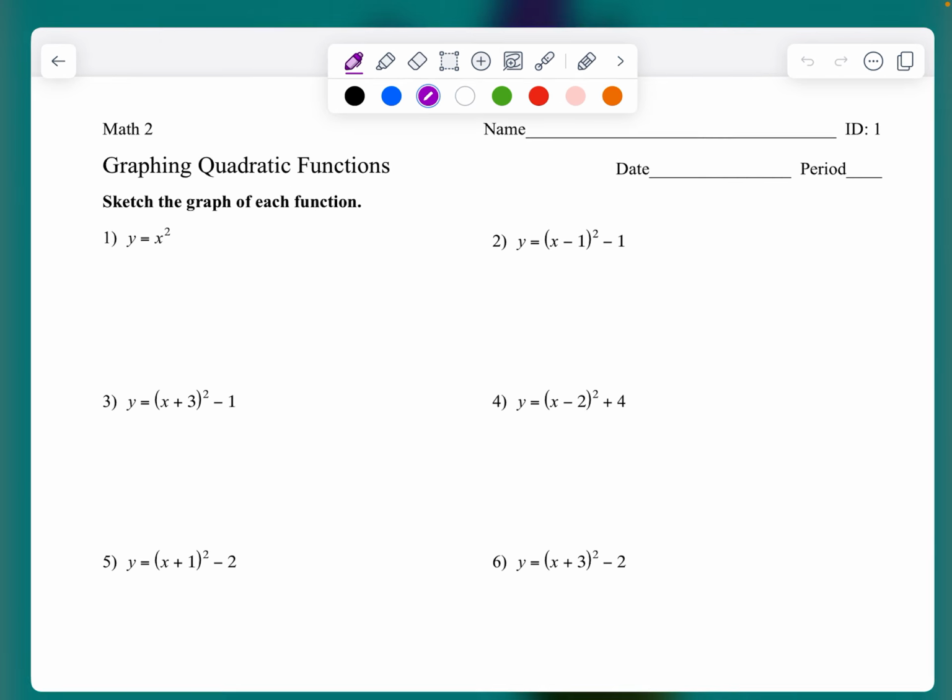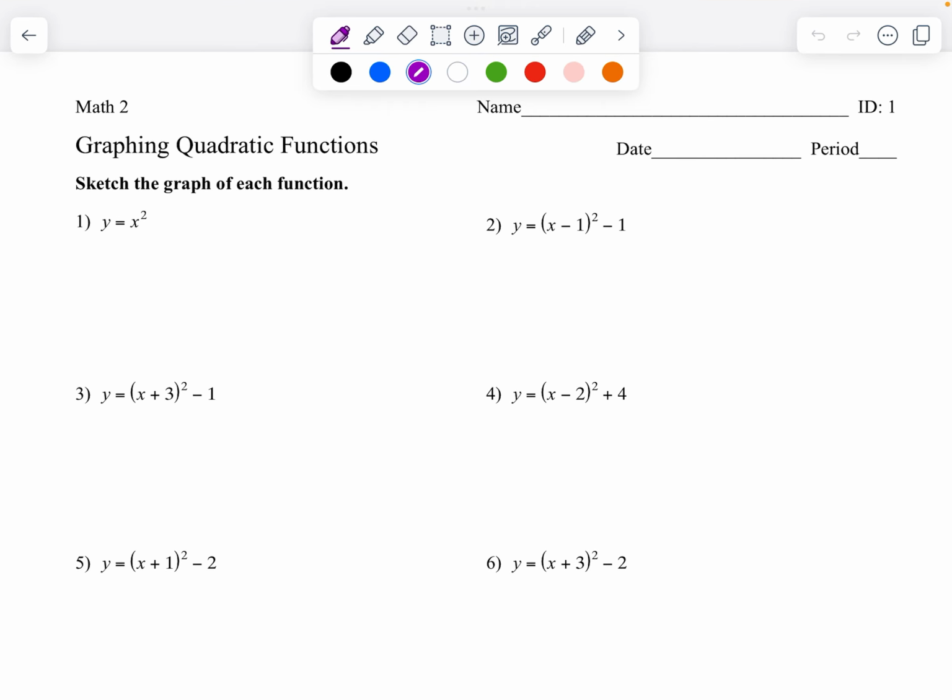Okay, we're going to work on these problems. I'm going to go over number 1 and number 3. I'll do those two. Y equals x squared. So let's start with that one.